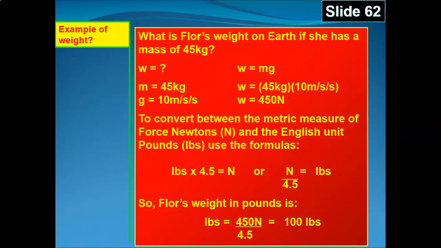So what is Flora's weight on Earth if she has a mass of 45 kilograms? W equals question mark. Mass is 45 kilograms. Gravitational acceleration of the Earth is 10 meters per second squared. So you use W equals mg, so that's 45 times 10, which is 450 newtons. To convert between the metric measure of force in newtons and the English unit in pounds, you use the formula pounds times 4.5 equals newtons, or newtons divided by 4.5 equals pounds. So Flora's weight in pounds is 450 newtons divided by 4.5, or 100 pounds.